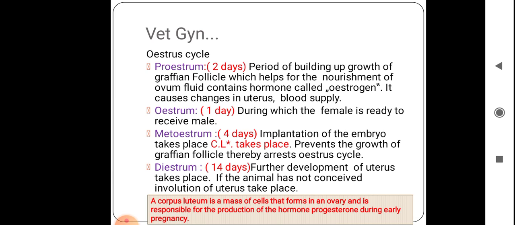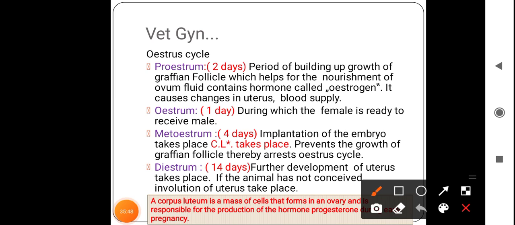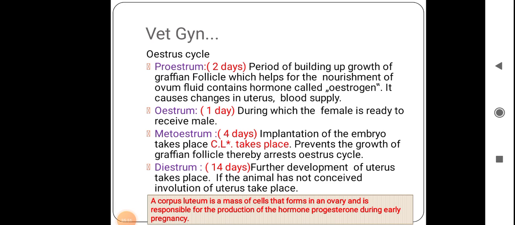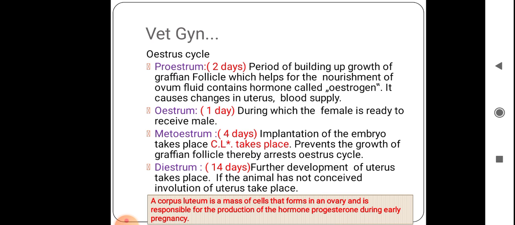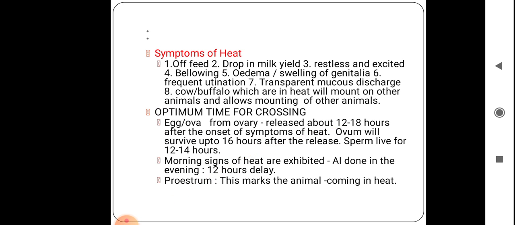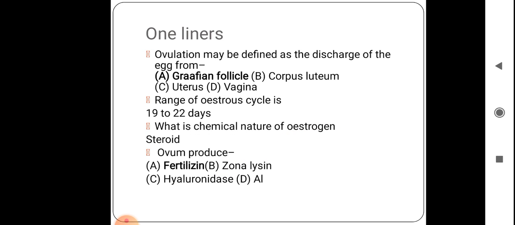And the last one: if the animal has not conceived, then involution of the uterus takes place and the cycle will go on. If conceived, then further development of the uterus will take place in this diastrum stage. So I hope this is clear to all of you.